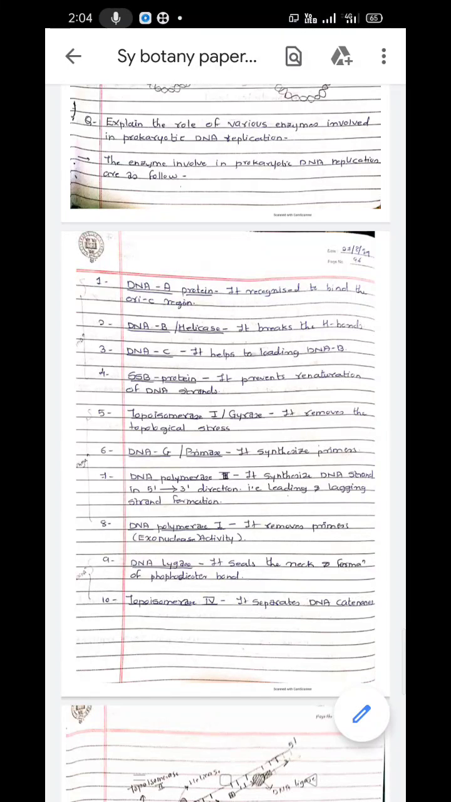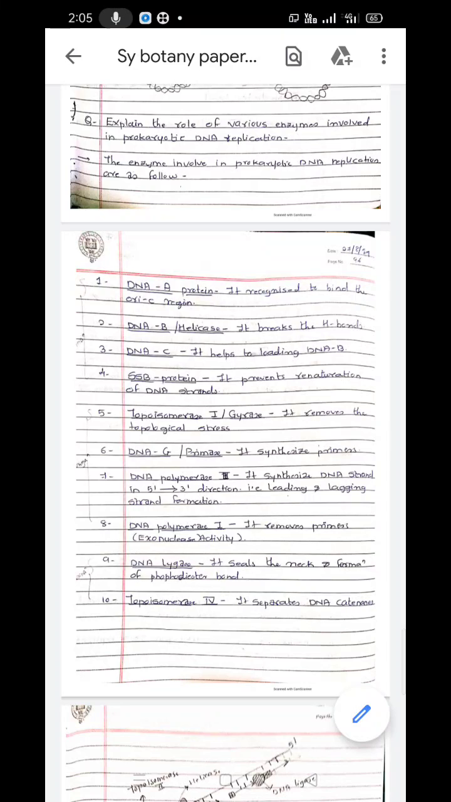Hello students, today we discuss the next question, that is, explain the role of various enzymes involved in prokaryotic DNA replication. In the previous video I already discussed prokaryotic DNA replication. In that, about 10 different enzymes are used in this process, and they have different functions in different stages of replication. So this question mostly asks for short notes.